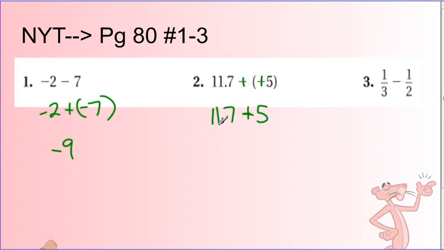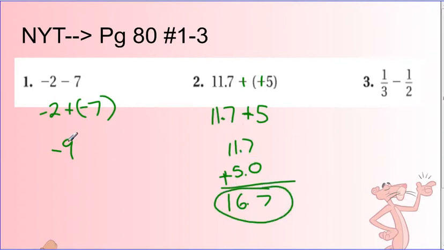Okay, so 11.7 plus 5. The signs are the same. We're going to add 11.7 plus 5.0 gives us 16.7, and we keep the sign of the bigger number, which is positive, so our answer is positive.